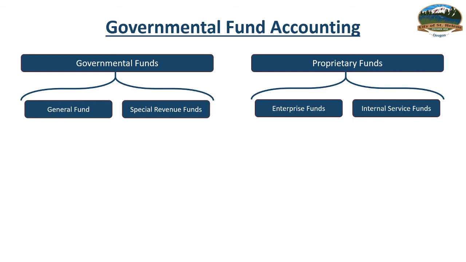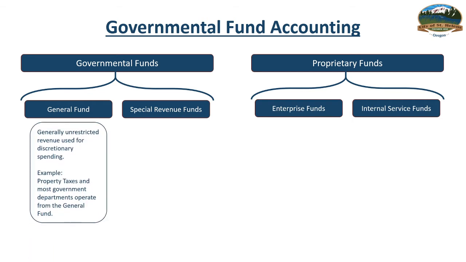Let's briefly review these types of subcategory funds. The general fund is the main operational fund for governments. It is usually where all unrestricted revenue comes into the city. Unrestricted revenue is money that the city receives that may be used for any government service. This is different from restricted revenue, which is money that the city receives that can only be used for a specific purpose. In the general fund, one of the most important types of unrestricted revenue that the city receives is property tax revenue. Revenue sources in the general fund are generally unrestricted, and this is the fund that most departments operate out of.